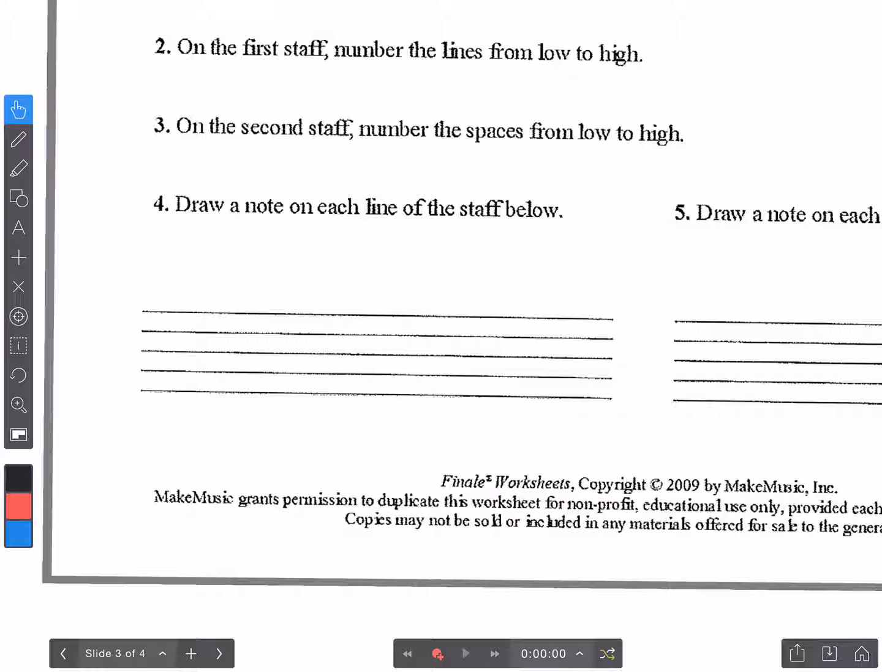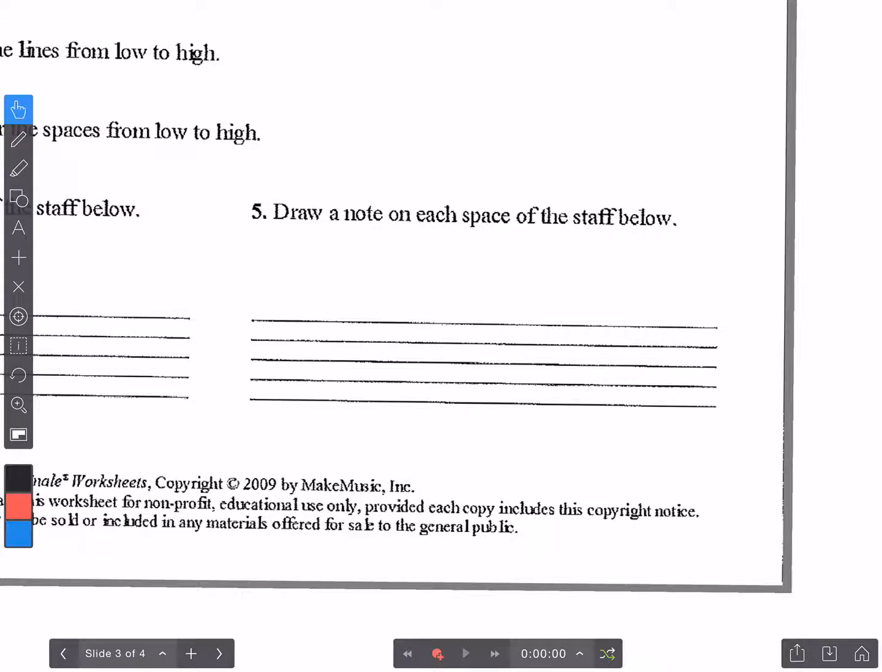For now, we are going to be treating notes as simply an oval, and we don't have to worry about any other types of notes yet. So here I am drawing notes on the lines. That's all that is. And then for number 5, draw a note on each space.